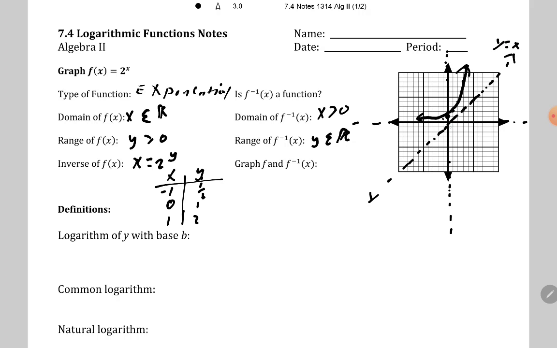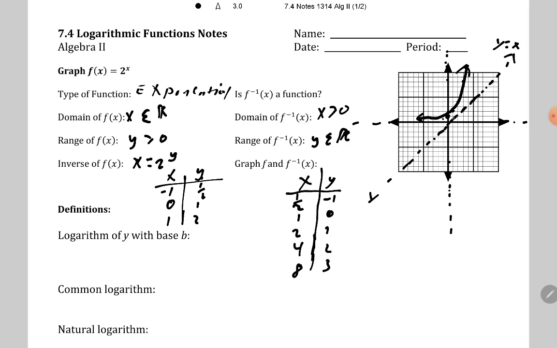And our inverse kind of looks something like this. So we're just switching our x and y. So we're going to have -1, 0, 1 here. That's going to be 1/2. It's going to be 1. And that's going to be 2. And this is going to be 4. And 8.